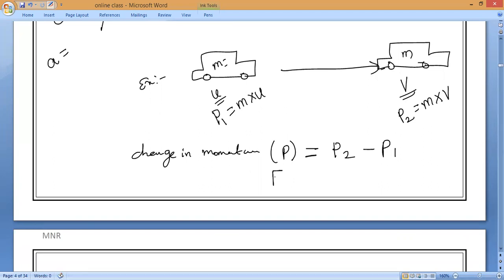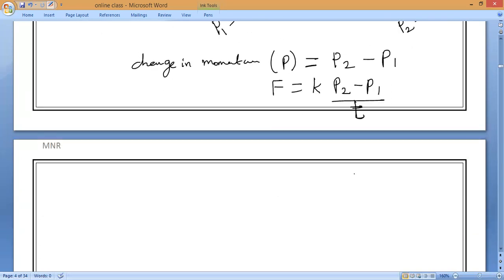So I say force is equal to a constant into final momentum minus initial momentum, divided by time taken. What is the symbol? Time taken is T. Understand? Kaushik, you also try to answer this. This is from this chapter only, correct?